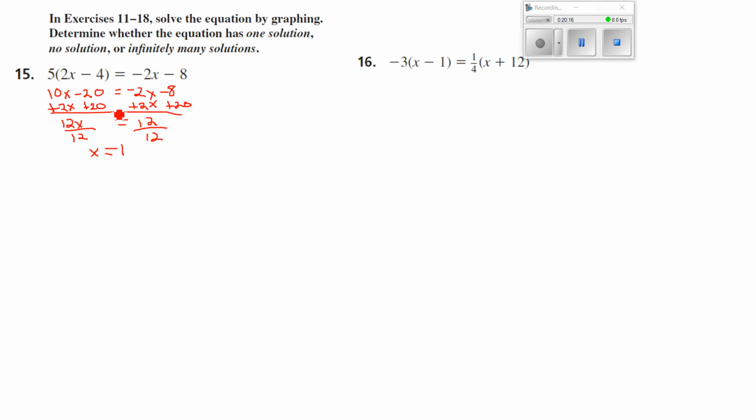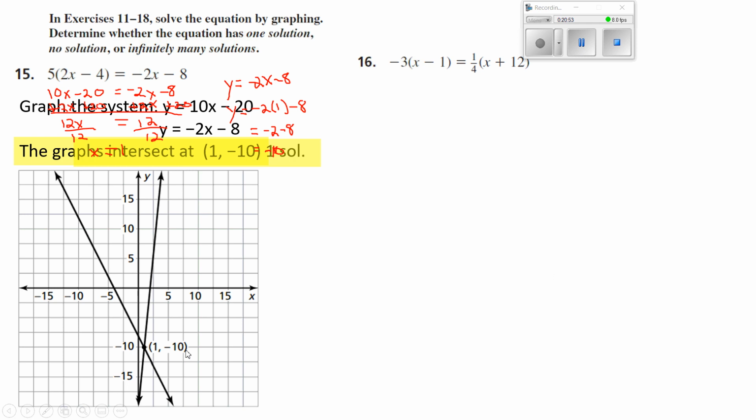Now I've got to find out what y is. I'm going to plug it in over here. Remember, y is equal to negative 2x minus 8. And so x we said was 1. So that's going to give me y equals negative 2 times 1 minus 8. Of course, this is going to be equal to negative 2 minus 8, which gives me negative 10. So I should have x is 1 and y is negative 10. There we go, 1 and negative 10.